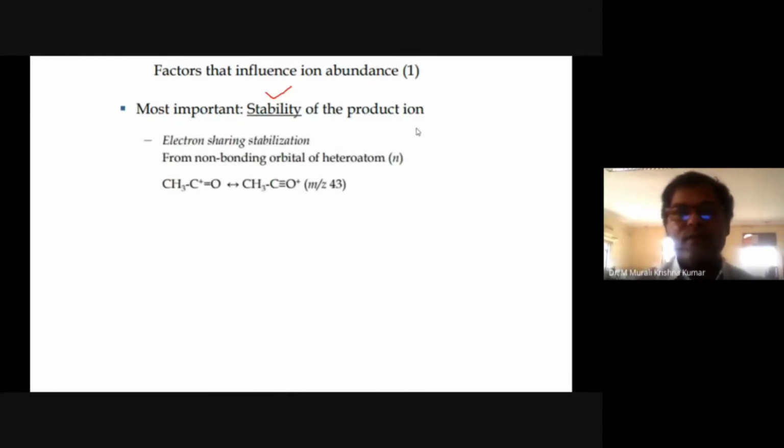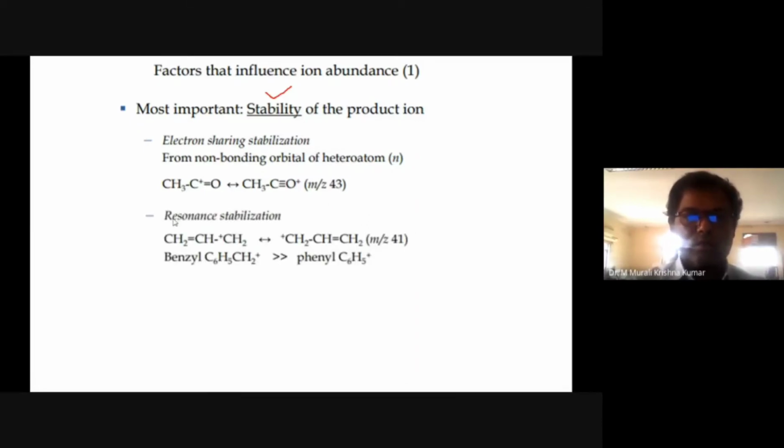So how many ways can an ion be stabilized? One is by electron sharing. Whenever we find an ion like this, electron sharing can happen because oxygen has a lone pair of electrons that can be donated, so the charge is delocalized. In this way, resonance stabilized structures are coming. The more the number of resonance stabilized structures, the more the stability.